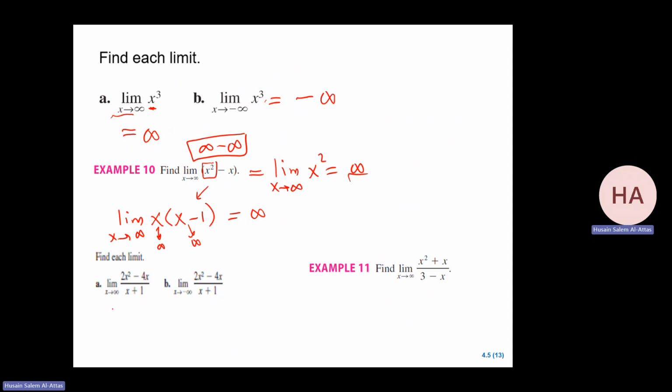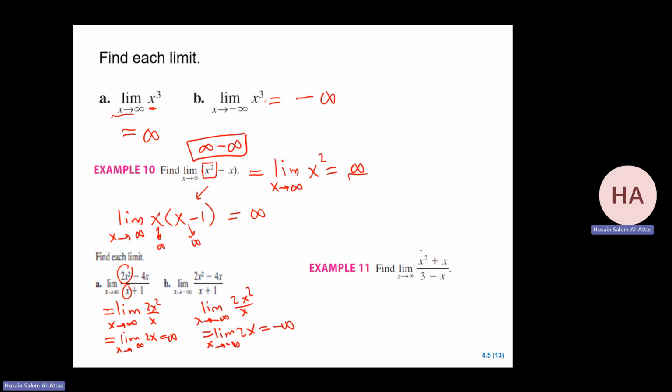Here, where is the control? Here and there. That will be 2x squared over x, so it will be 2x actually. So the result is what? Infinity. But if x goes to minus infinity, the same thing. Of 2x, now 2 times minus infinity. This is minus infinity. Let me write it clearly. So the answer is minus infinity.